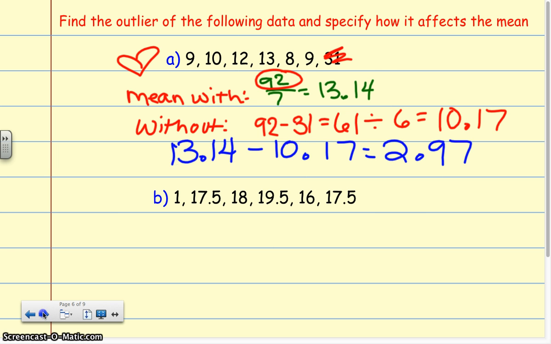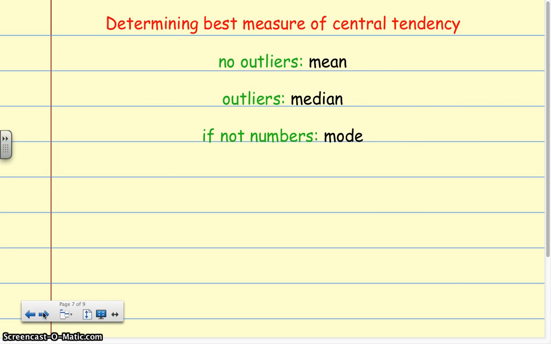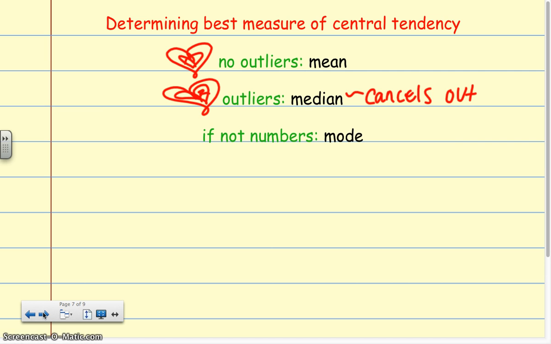I want to talk about another thing. We want to determine what's the best measure of central tendency. Okay, because all of them represent an average. Well, if there's no outliers, we can use the mean. If there are outliers, you want to use the median, because the median cancels out the outliers right away, because the outlier is either really big or really small.